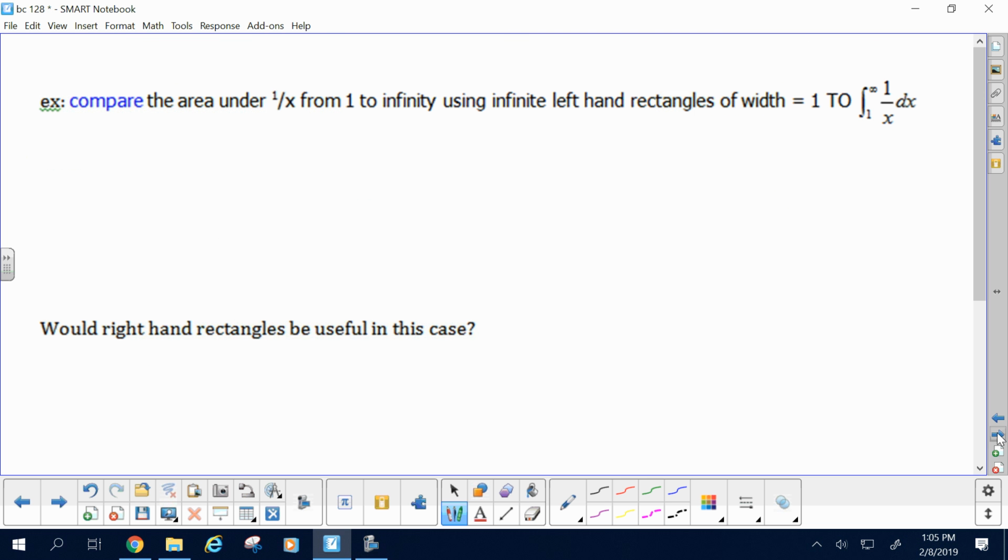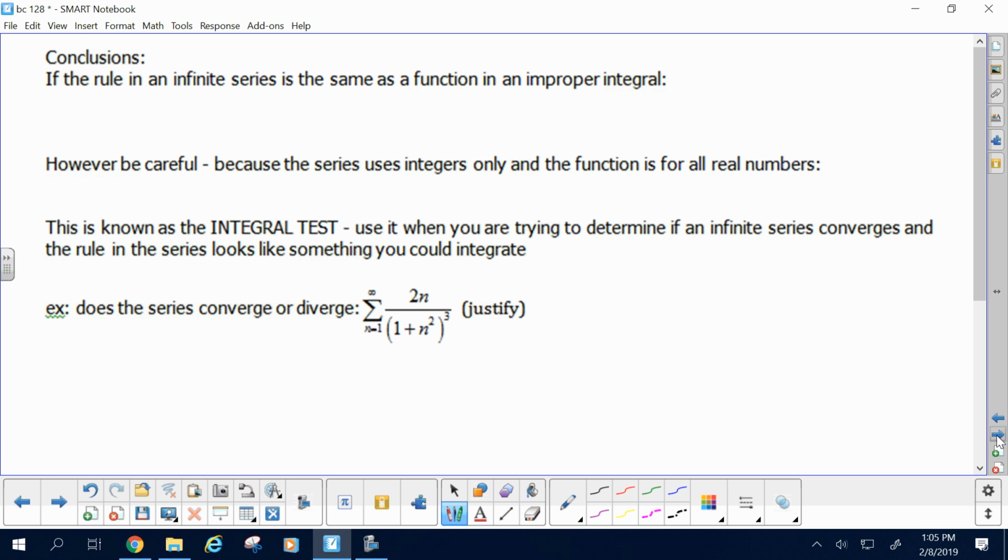Here we go. This I don't feel like adds anything, so never mind on that. Let's go to the integral test.